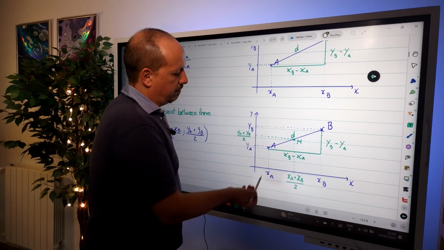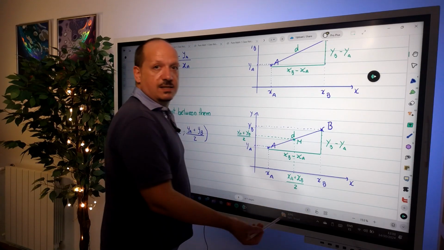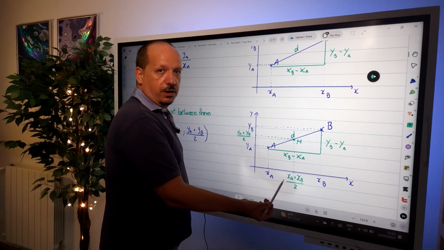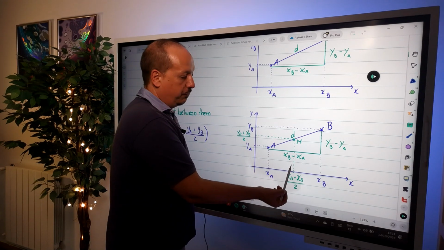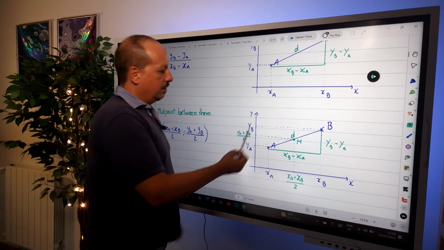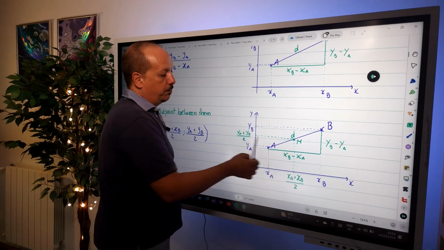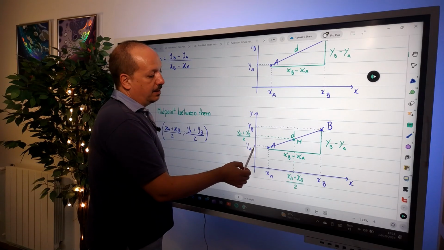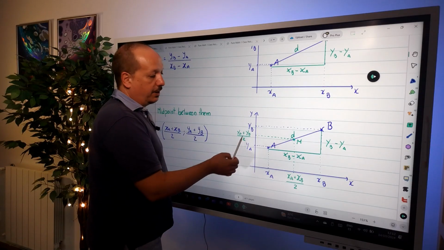Let's say, for the sake of argument, that this is 2 and this is 6. So what would the midpoint be? It will be 2 plus 6, which is 8, divided by 2. It would be 4, right? Same thing goes for the y. The y coordinate of the midpoint is going to be given by the sum of the y coordinates of the 2 points divided by 2.